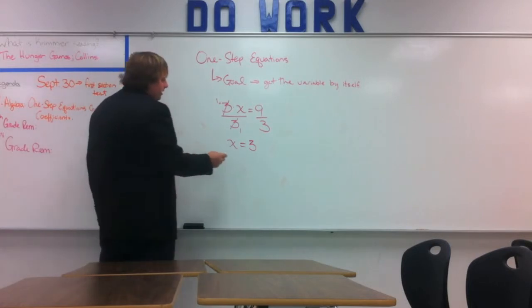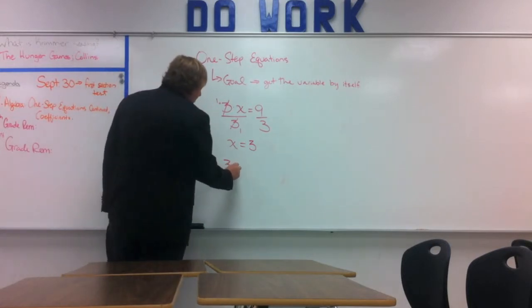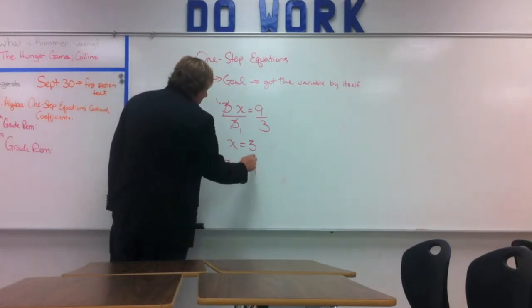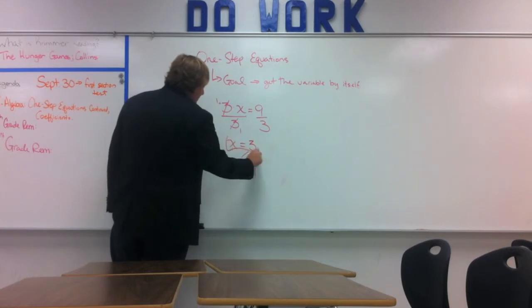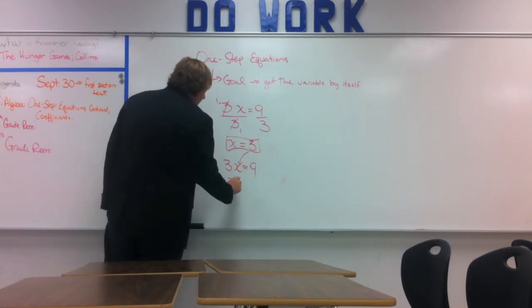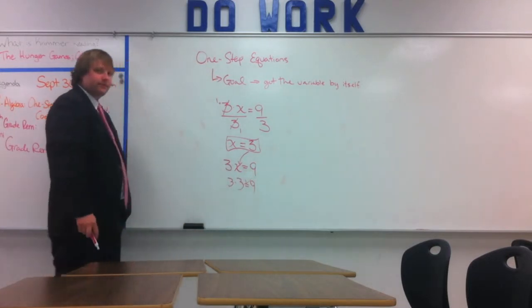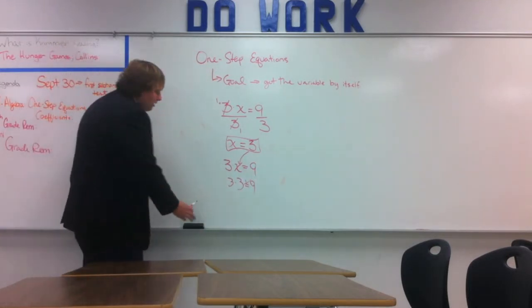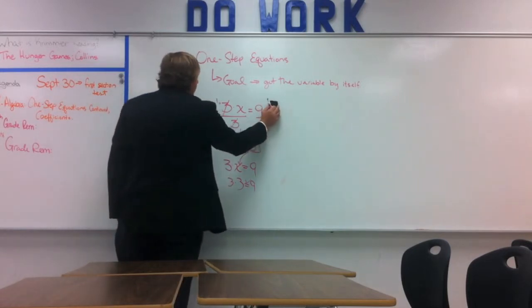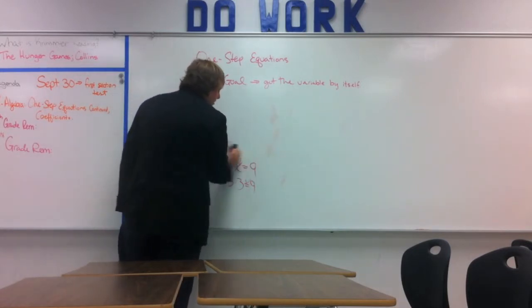And let's do our check. So we get 3 times x equals 9. Plug in 3 for x. 3 times 3 equals 9. I think that works. Check. Let's do a division, and then we'll write down what we've learned.